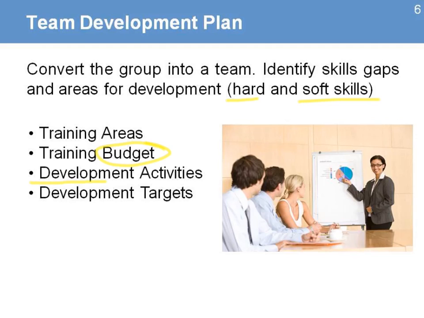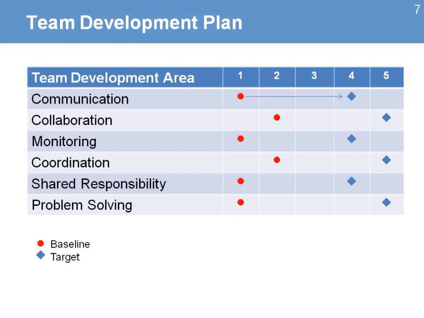Then you're going to be developing some development activities, exercises in your team to build that level of coordination that is needed, and some development targets, meaning that as a team, the project will identify and agree on some of those development targets. When you start looking at your plan, one of the things that you need to understand is where they are right now. You can identify specific areas that are needed on the project. For example, it could be communication, levels of collaboration, monitoring, levels of how people are going to be coordinating the work, how they share responsibility, or even skills on problem solving.